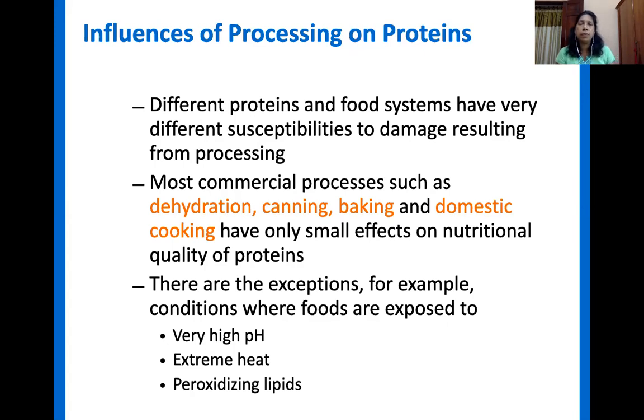Of interest in the processing of proteins is that different proteins and food systems have very different susceptibilities to damage resulting from processing.